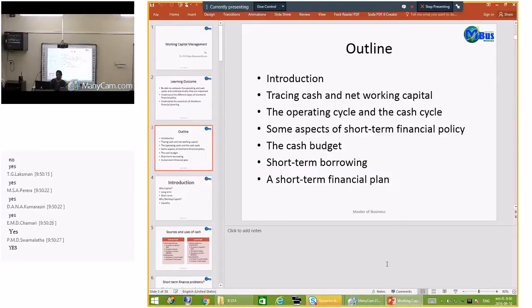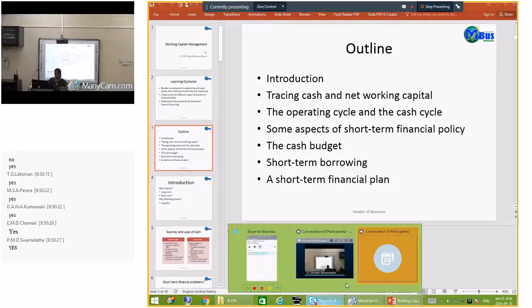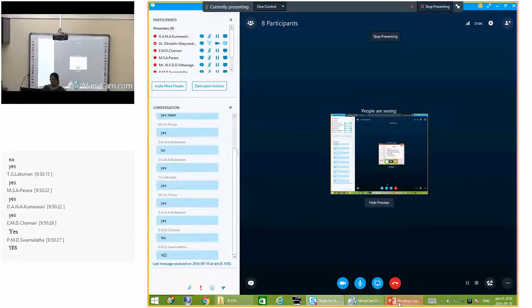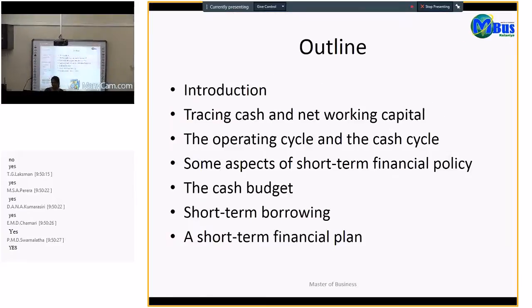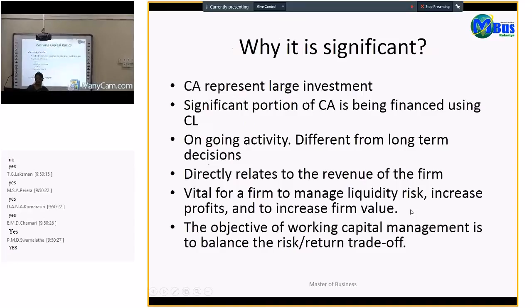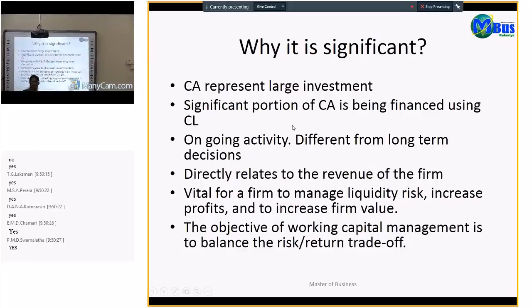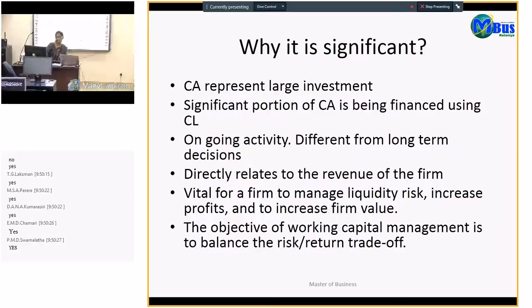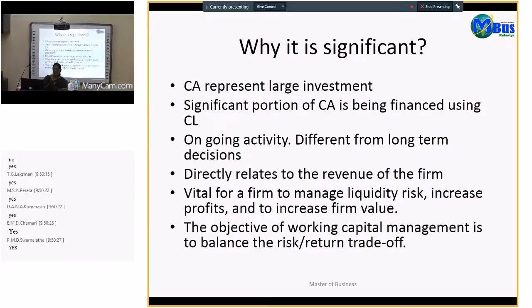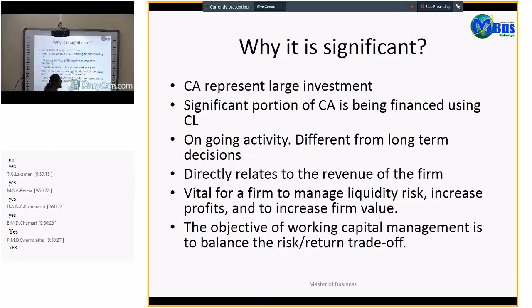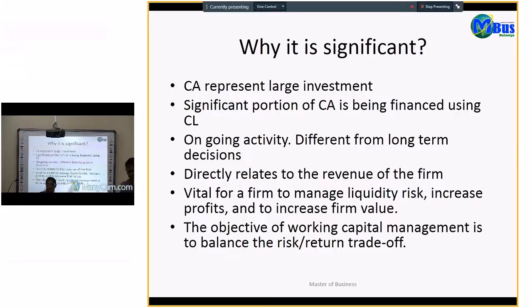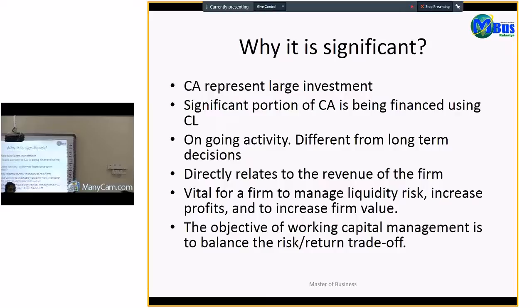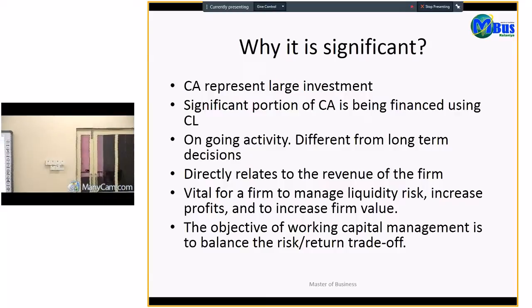Okay, we were in the significance of working capital management, right? Why is this significant? We said current assets are being financed using current liabilities. Therefore, we have to maintain the right amount of working capital in order to make use of both current assets and liabilities towards the ultimate objective of the organization, right?